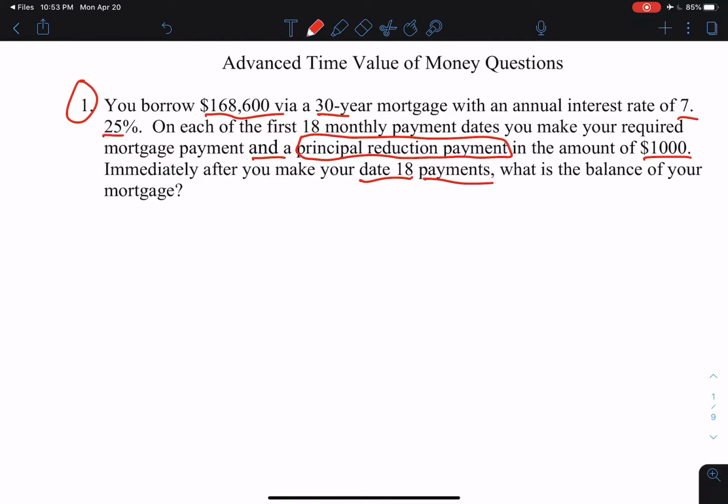Okay, so this is the problem. Just to go over it quickly, we borrow $168,600, 30-year mortgage. The rate is 7.25%, and we make 18 payments of whatever the required payment is. We'll figure that out in a moment. And we also pay an additional $1,000 every time. And immediately after we make our date 18 payments, plural, what is the balance of the mortgage?